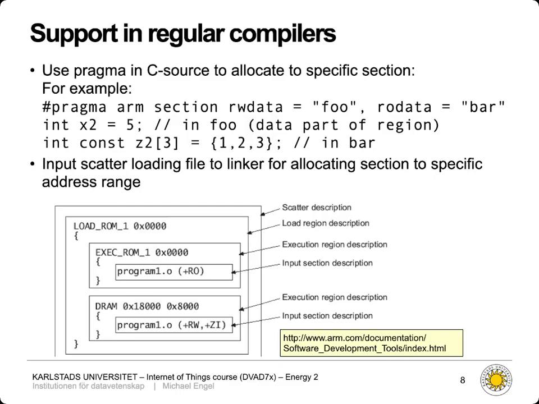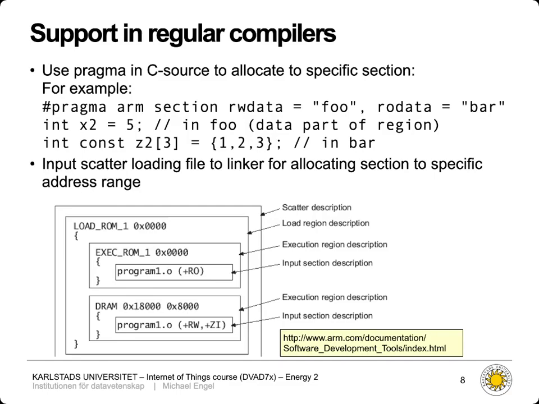So to use SRAMs, we could try to use regular compilers and see which functionality is there. For some compilers, you can use a so-called pragma. A pragma is just a specific construct which gives instructions to the compiler on how to compile something. So you can use special pragmas in the C code to allocate, for example, a certain variable or data structure to a specific section in your file. For example, here you have a pragma for ARM that says we have our element foo in a section called read-write data and an element called bar in a section called read-only or RO data.